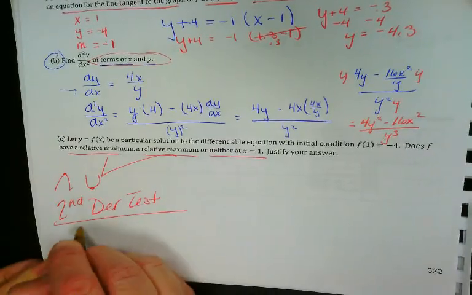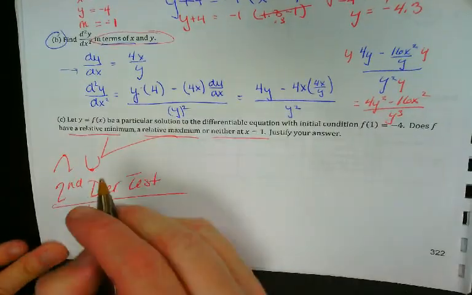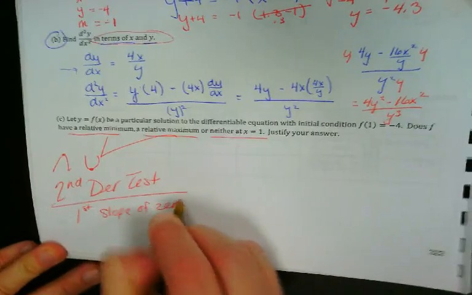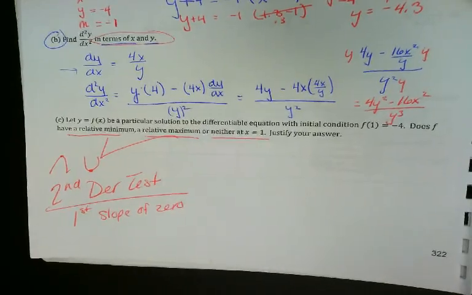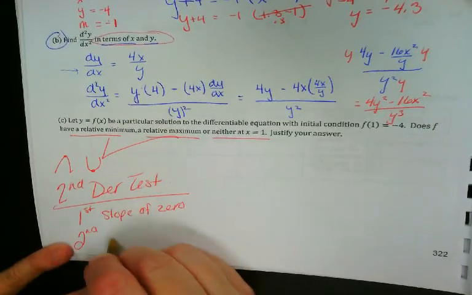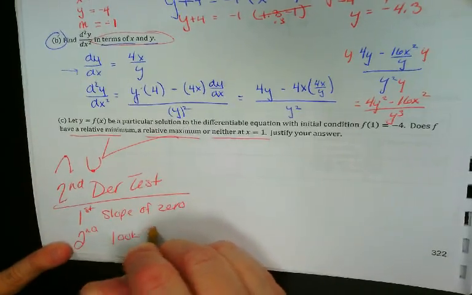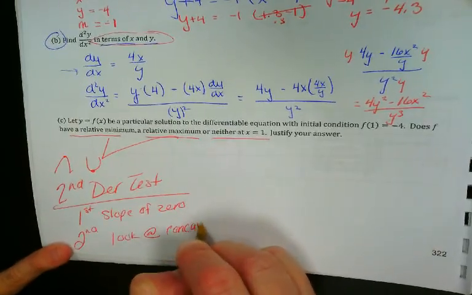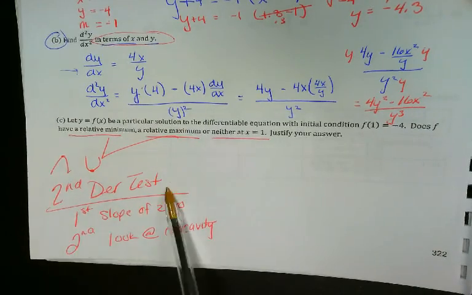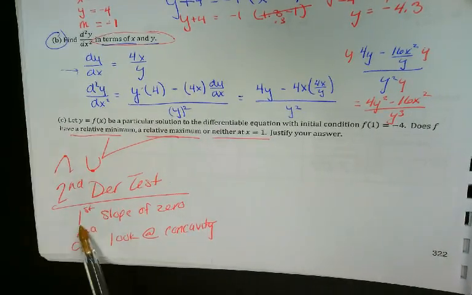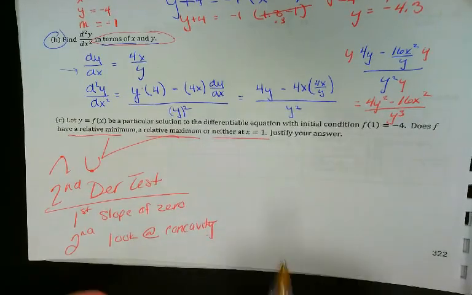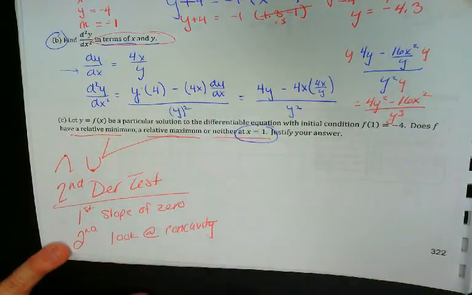Okay, two things have to happen. First, you have to establish that you have a slope of 0. If you do, then you can go on and talk about the concavity. If you don't, you know you're done. And second would be to look at concavity. Okay, so just a reminder, we haven't done the second derivative test in a while. So the first, you want to make sure you have a slope of 0. Second, you want to look at the concavity. So we're specifically talking at x equals 1.